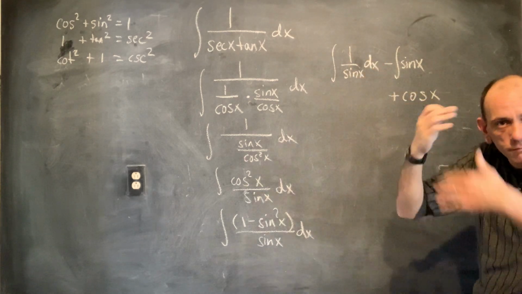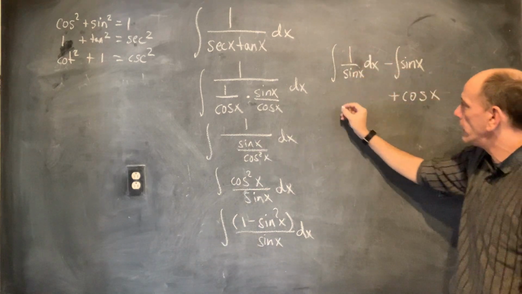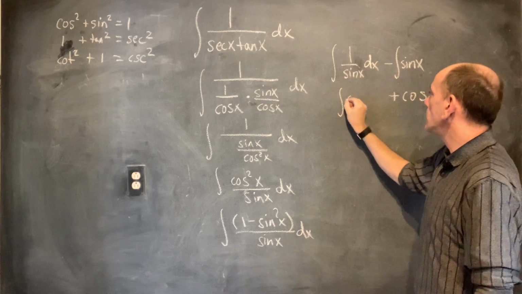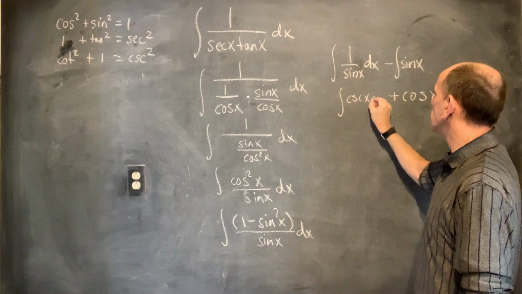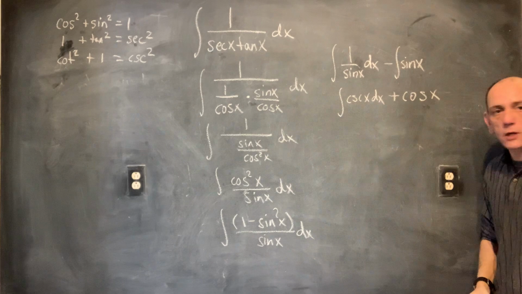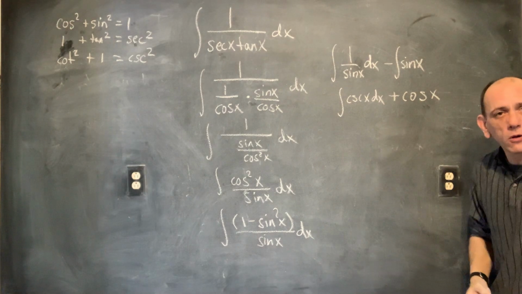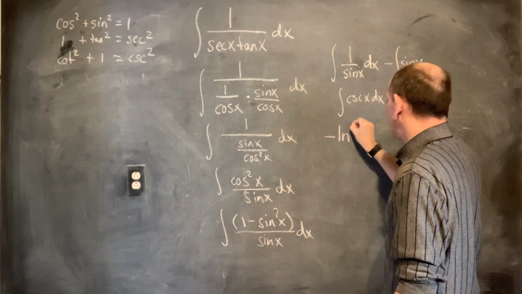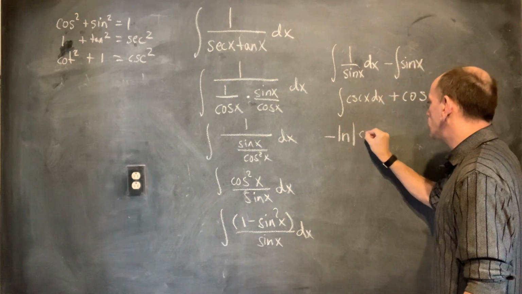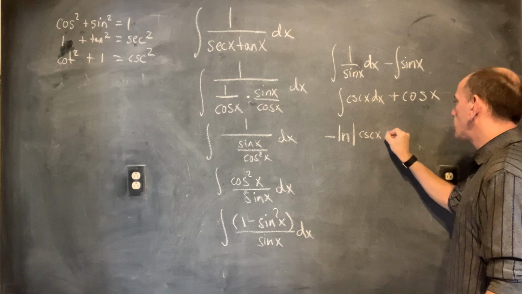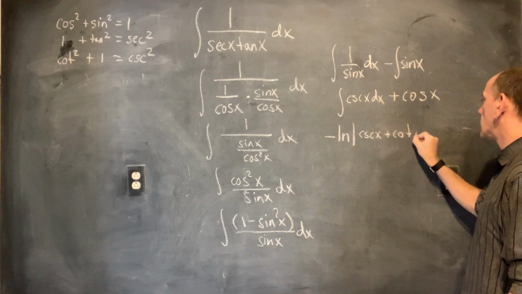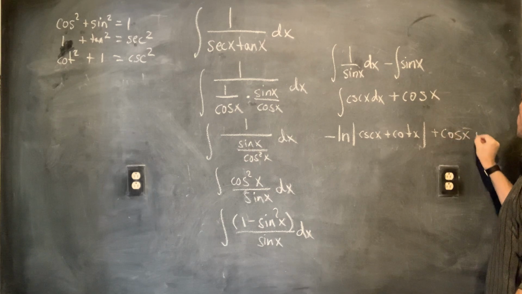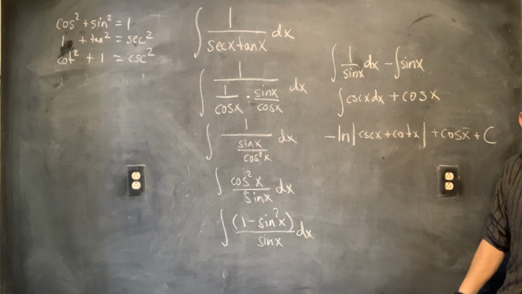we've got a quotient business going on, but if we just revert back to the definition again and say, well, 1 over the sine is the cosecant, now we're back to a basic rule again. Integral of cosecant is what? Negative ln, absolute value, cosecant plus cotangent plus the cosine plus c, and we're done.